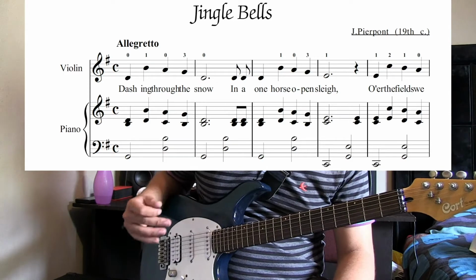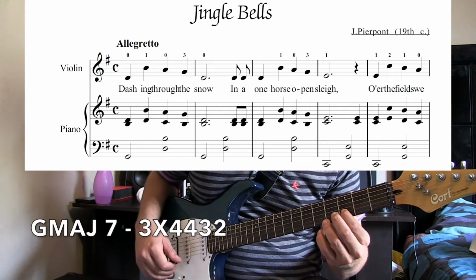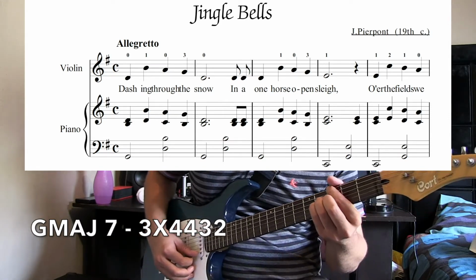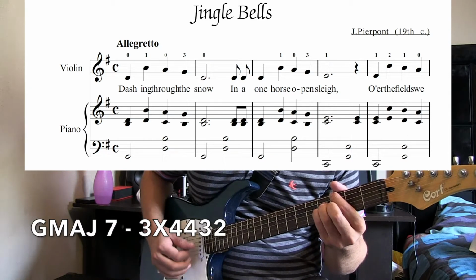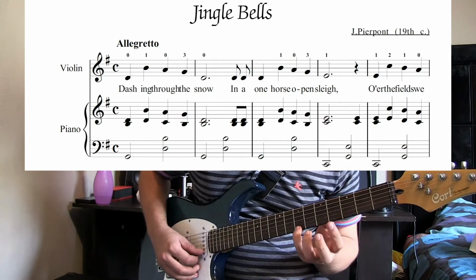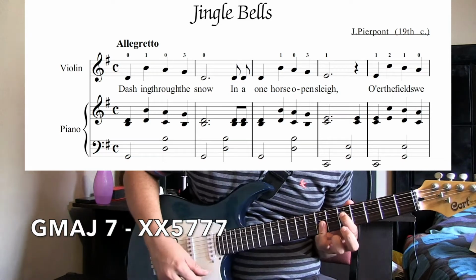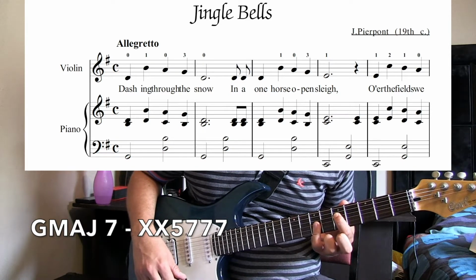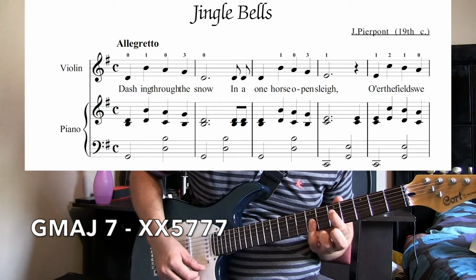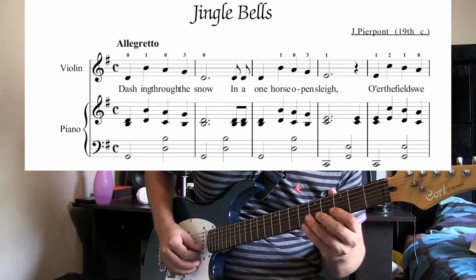So to harmonize the first bar, I took the D note, which is in the chord of G major. So I kept that G major 7 chord. And then the next note is a B, which is also a note of G major. So I found another way to play G major using only the first 4 strings. G major 7.